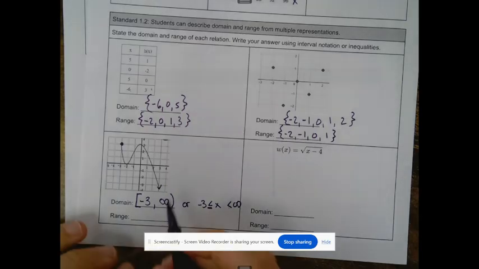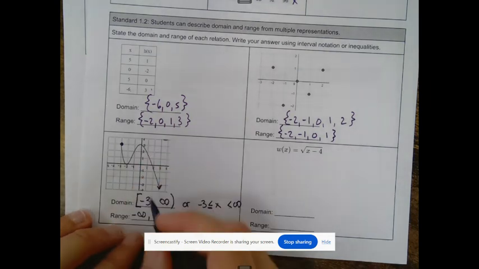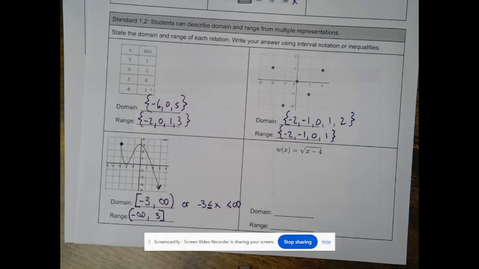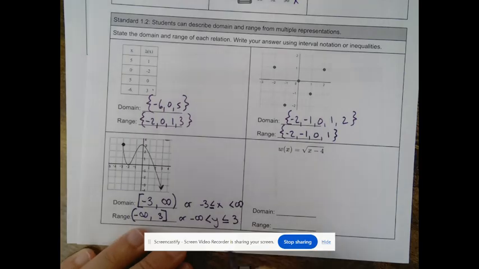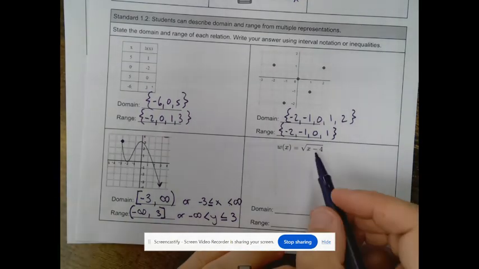For the range, the furthest down it goes, there's an arrow, so the furthest down is -infinity, and it rises all the way to 3. Inclusive, exclusive. How would that be written with inequalities? -infinity is less than y, which is less than or equal to 3. All right, let's check this one.